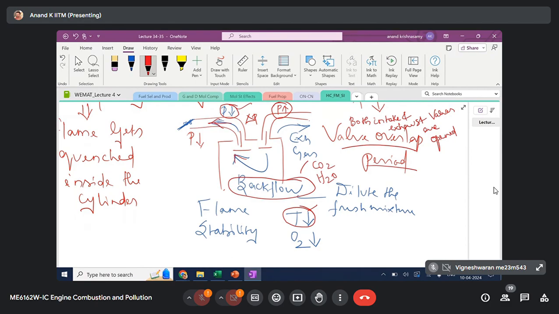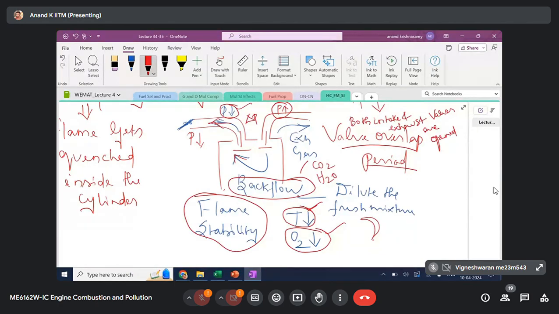The other important effect is that when there is a reverse flow, it displaces the fresh air. Since it displaces fresh air, there is a considerable drop in oxygen. So you have a lower temperature and lower oxygen when the mixture is diluted. This diluted mixture is going to reduce the temperature during the combustion period, and because of that you cannot maintain a stable flame. So flame stability will get affected.